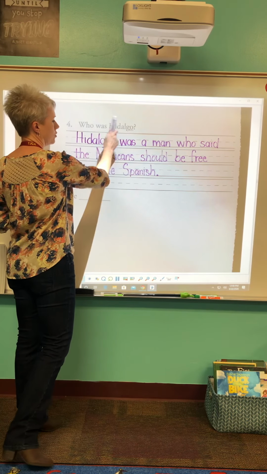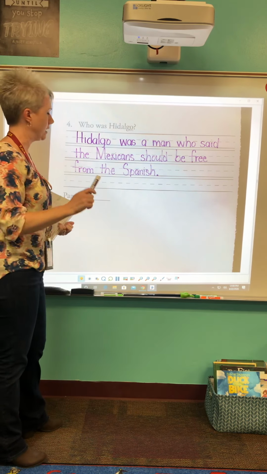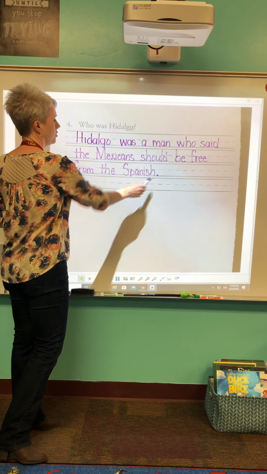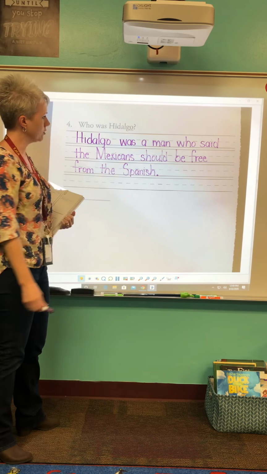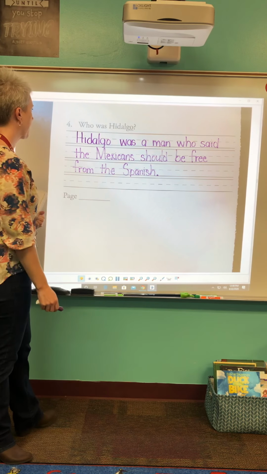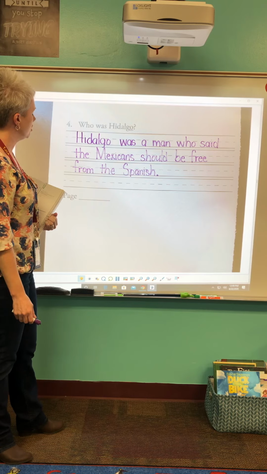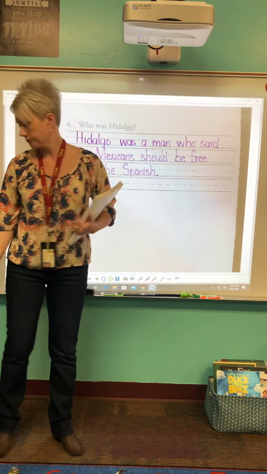Hidalgo was, we used 2 words, so we know we restated our question and our answer. We used capitals, punctuation, we wrote neatly, spelled all of our words correctly, and used finger spaces. Who was Hidalgo? Hidalgo was a man who said the Mexicans should be free from the Spanish.